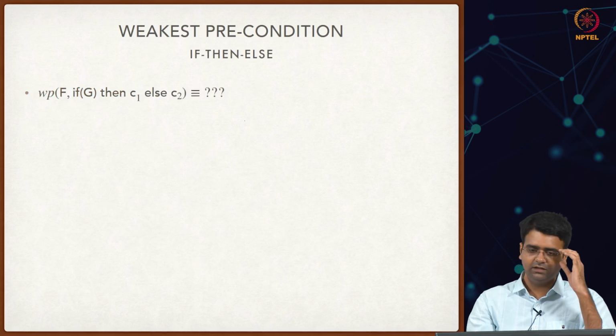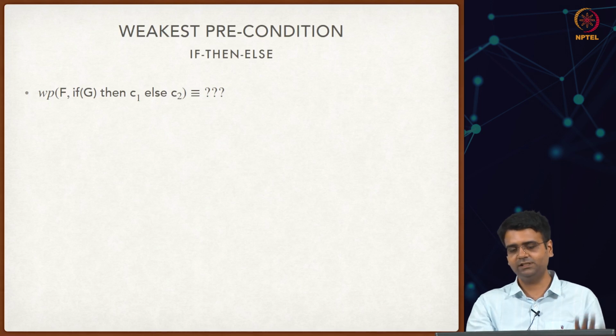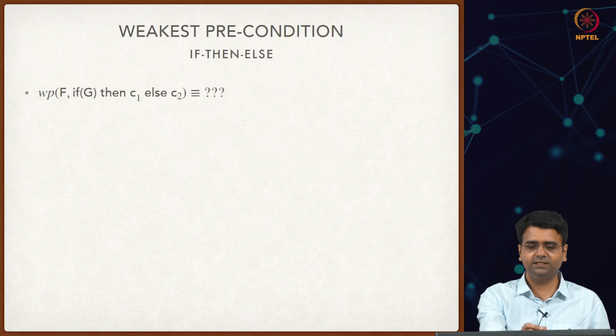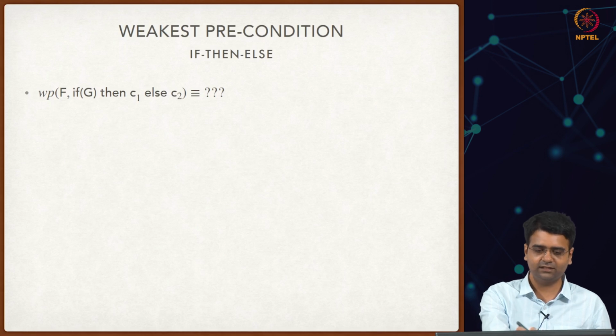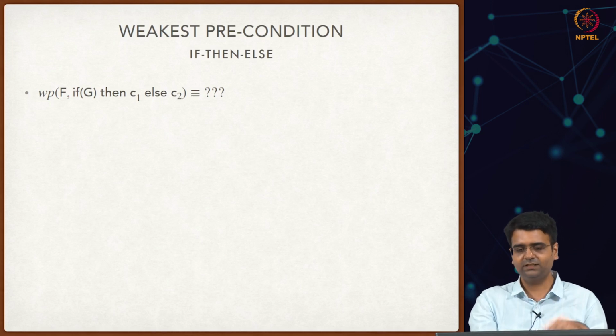Okay. So let's look at if then else now. So now we want to calculate the weakest precondition for if G then C1 else C2, with postcondition F. Intuitively, this means that we want to find out the set of all states such that on executing this if then else, you are guaranteed to be in a state in F. So what are all the states from which if you execute this if then else, then you are guaranteed to be in a state in F, right.